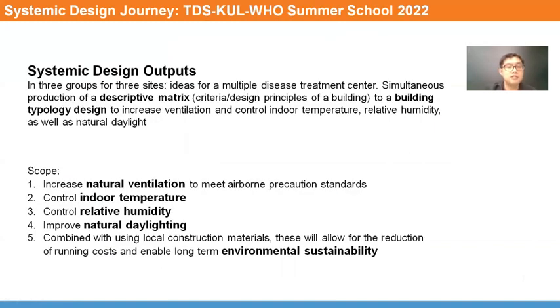This then shifts gears to the systemic design stage. In groups for 3 sites, participants develop ideas for a multiple disease treatment center. The proposal had to simultaneously produce a descriptive matrix by way of the criteria or design principles of a building and a building typology design to increase ventilation and control indoor temperature, relative humidity, as well as natural daylight.